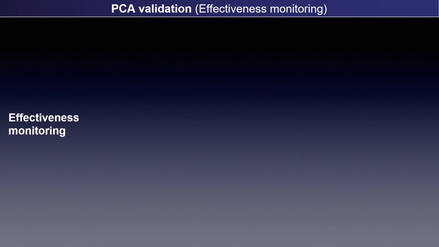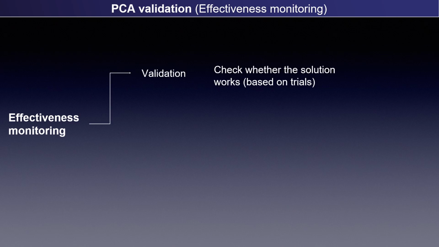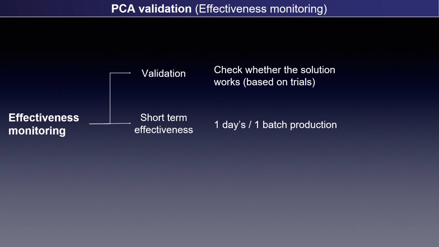Such effectiveness verification includes validation. That is to check whether the solution works effectively based on trials. It might include producing a few pieces. Another type of effectiveness verification can be short-term, such as one day's production or production of one batch. A third type of effectiveness verification can be a little longer-term, which can be around one week's production time, to check whether any defects still occur. Such a period for effectiveness verification is determined based on the problem, product, and process knowledge.